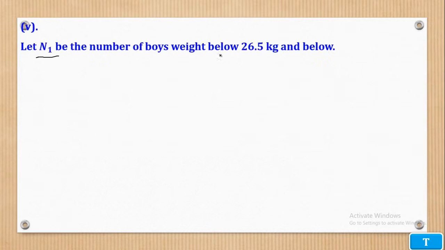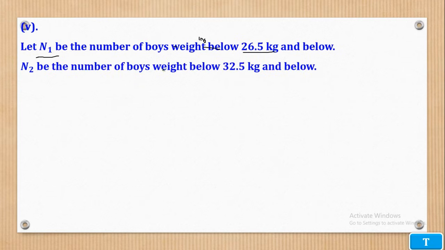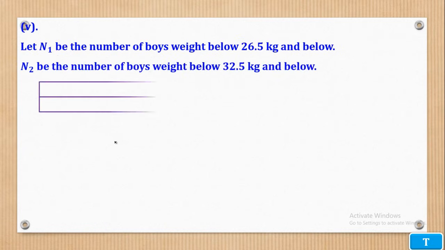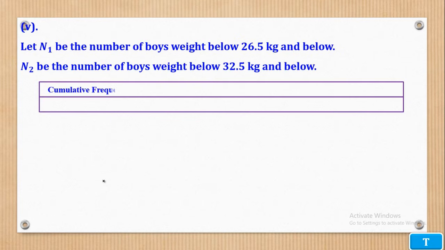So let n1 be the number of boys weighing this and below, and n2 be the number of boys weighing this and below. So we shall draw cumulative frequency and upper class boundary. So for 3 the upper class boundary is this, then for n1 we have this to act as the upper class boundary. Then for the other part, 8, the upper class boundary is this.